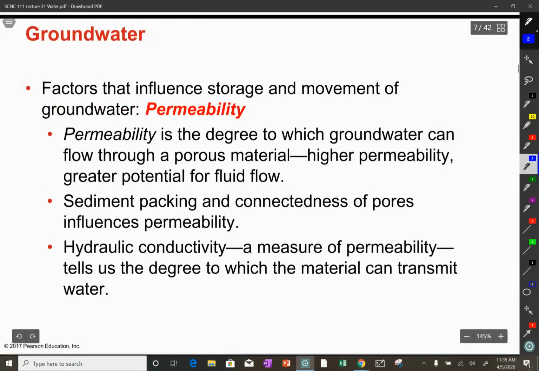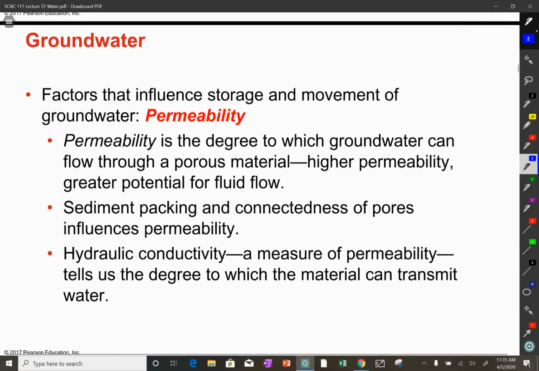Then we have permeability. Permeability is how easily water can get through. So imagine, if you will, you have something like a pumice. Pumice is a rock that it's an igneous rock. It was molten rock that quickly froze with a whole lot of air bubbles in it. And so the pumice has lots of air holes within the rock. So its porosity is pretty high.